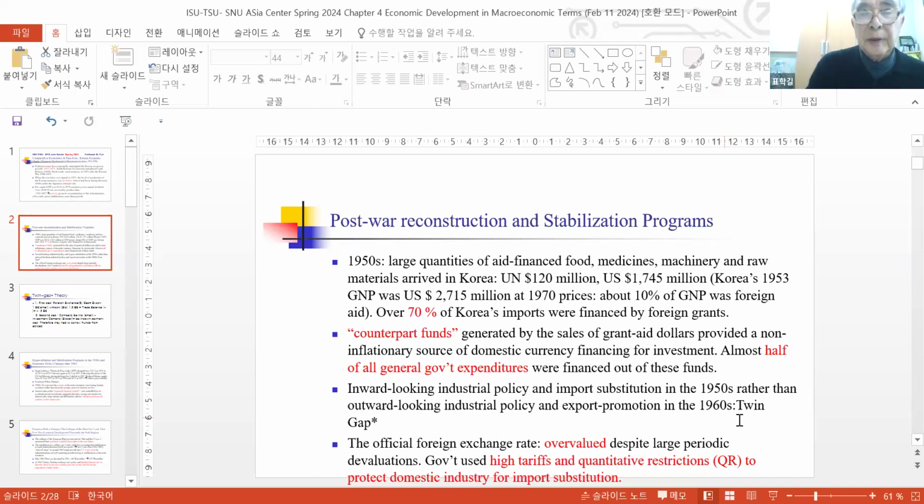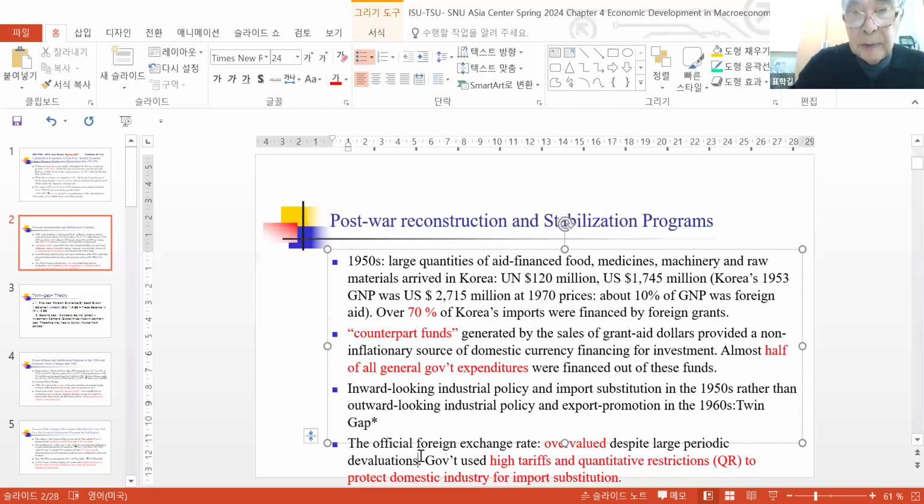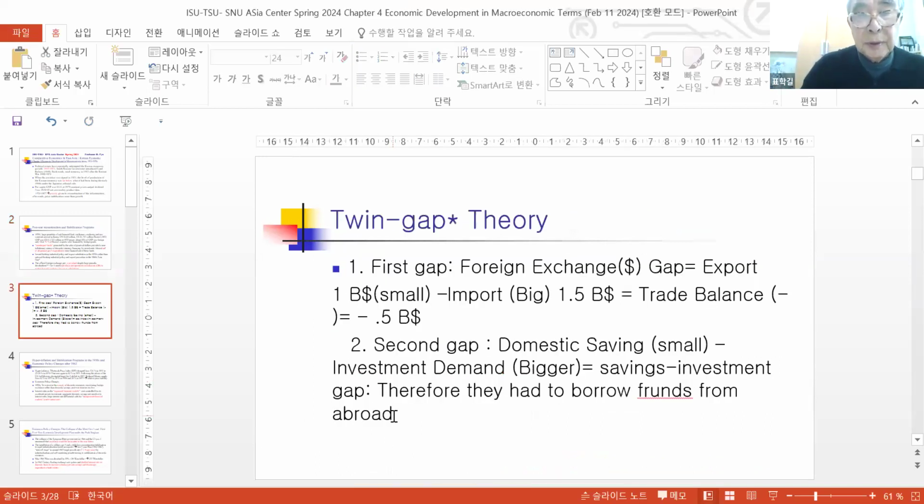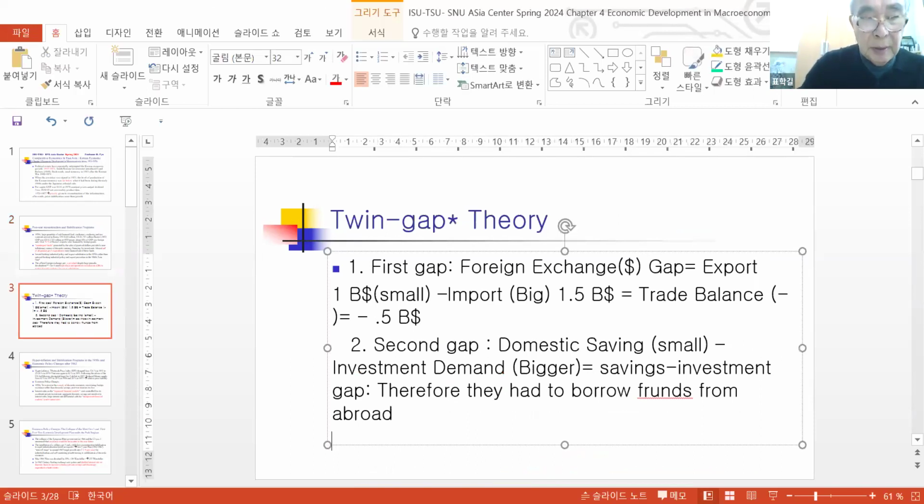Okay. The official foreign exchange rate was overvalued despite large periodic devaluations. What are periodic devaluations? Periodic devaluation is something like this. For example, suppose I write here: periodic devaluation.